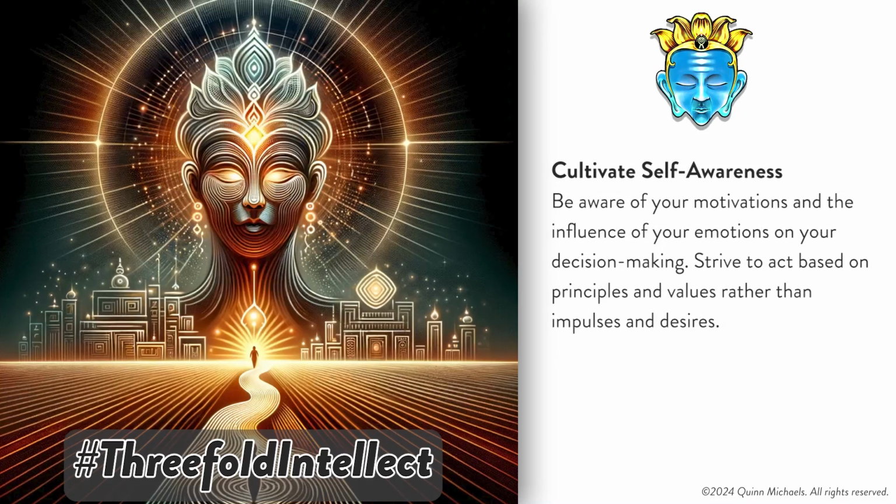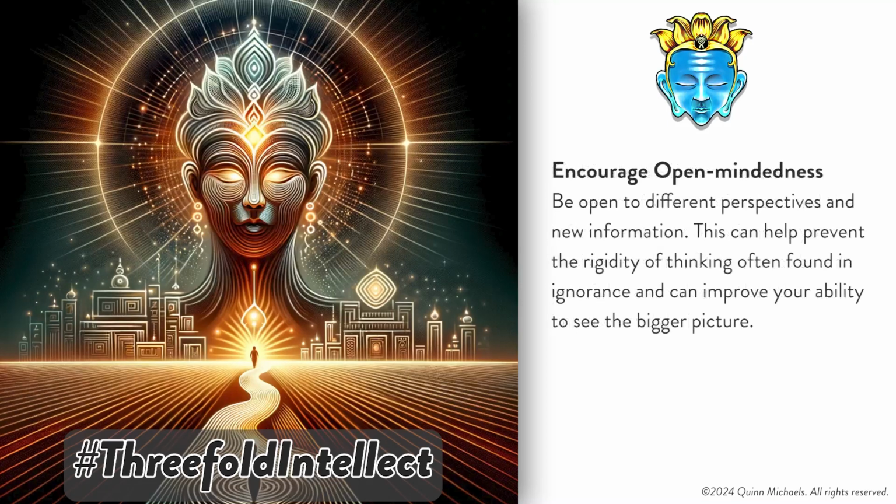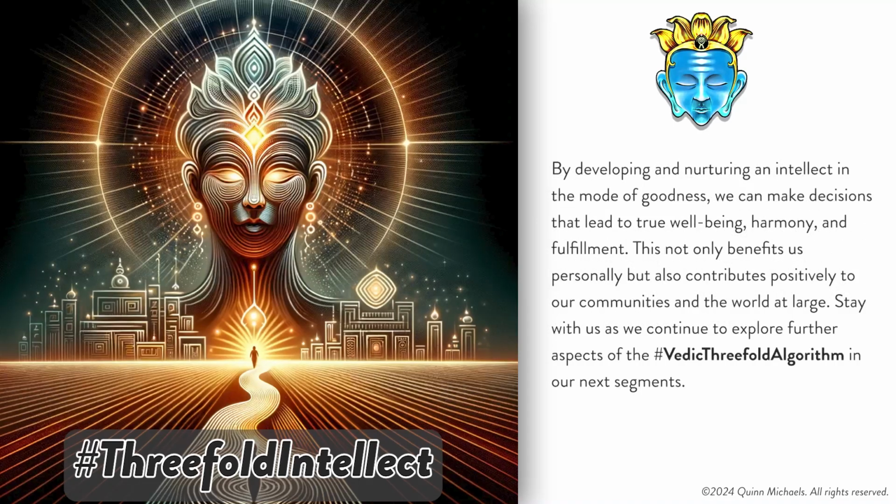Cultivate self-awareness. Be aware of your motivations and the influence of your emotions on your decision-making. Strive to act based on principles and values rather than impulses and desires. Encourage open-mindedness. Be open to different perspectives and new information. This can help prevent the rigidity of thinking often found in ignorance and can improve your ability to see the bigger picture. By developing and nurturing an intellect in the mode of goodness, we can make decisions that lead to true well-being, harmony, and fulfillment. This not only benefits us personally, but also contributes positively to our communities and the world at large.